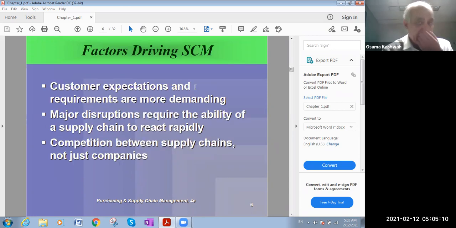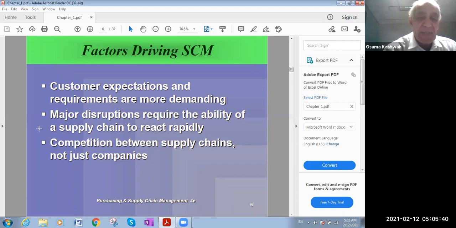Factors driving supply chain management, SCM. Customers' expectations and requirements are more demanding. The customer nowadays is looking forward to something new. He is eager to know every new thing in the world, eager to update himself always, and this also enhances the supply chain functions.